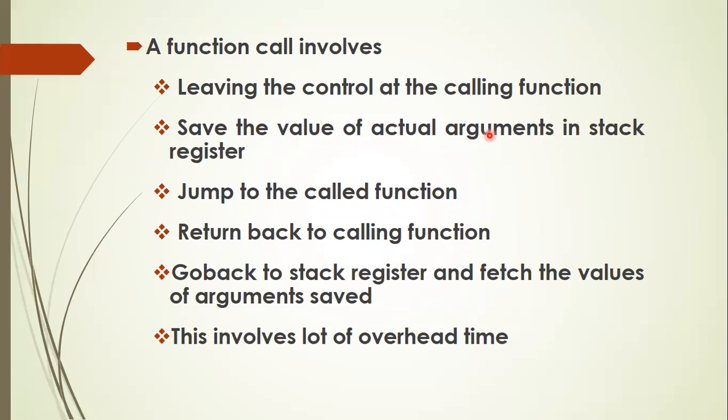But generally, when you call a function, some arrangements or changes take place inside your machine. For example, if you call a function called f in the main program, the moment you call it, the first thing is that the values of the actual arguments should be saved in a special register called the stack register. Then the control has to leave the calling function, the main function, and jump to the called function.